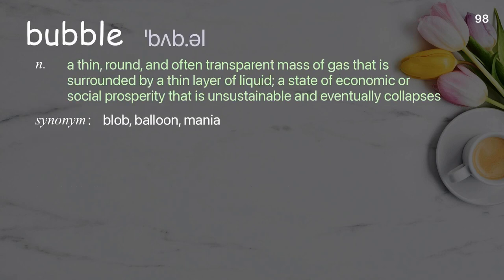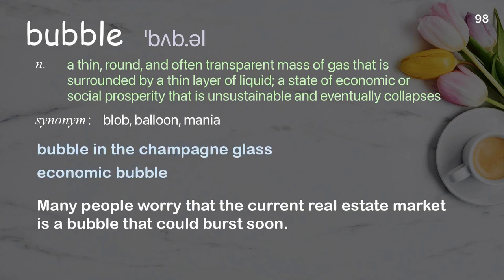Bubble: a thin, round, and often transparent mass of gas that is surrounded by a thin layer of liquid; a state of economic or social prosperity that is unsustainable and eventually collapses. Examples: bubble in the champagne glass, economic bubble. Many people worry that the current real estate market is a bubble that could burst soon.